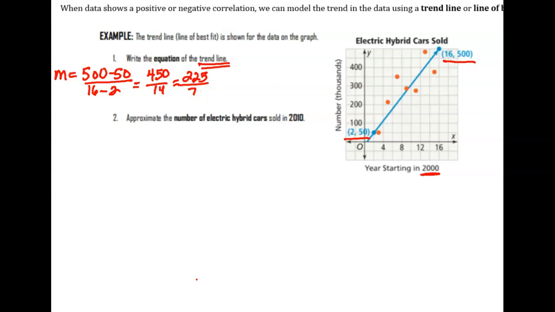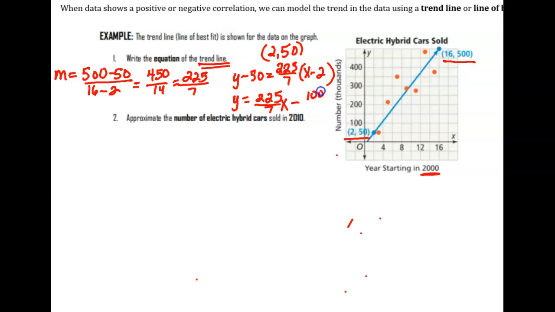If we did point-slope form, maybe we picked the point (2, 50) to use, and we put it in. We can get our point-slope. We're not going to have to do this just yet, but I just want to show you how it gets kind of complicated with a fraction. So we would say y minus 50 is equal to the slope, which is 225 sevenths, times x minus 2. After you distribute and bring the 50 to the other side, your equation is going to be y equals 225 sevenths x minus 100 sevenths.